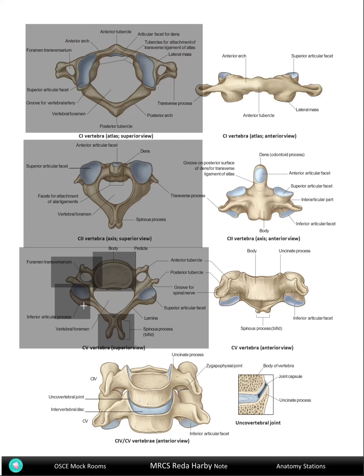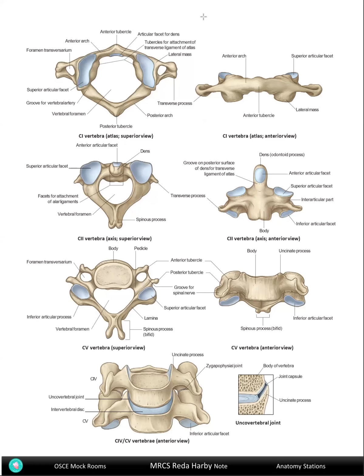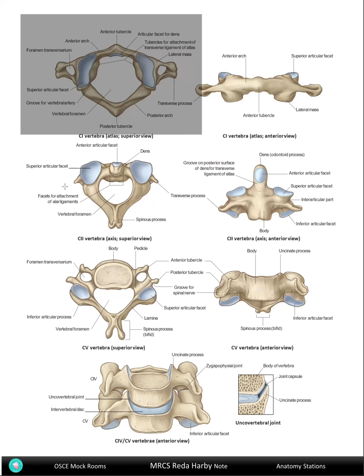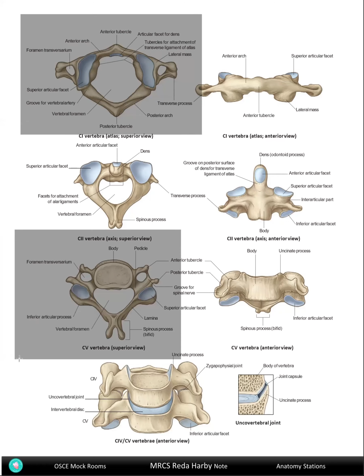How does C1 differ from this typical one? C1 has no vertebral body. It has a posterior tubercle and an anterior tubercle. It has no vertebral spine. And it has a facet on the posterior surface of the anterior tubercle for articulation with the dens of the axis.